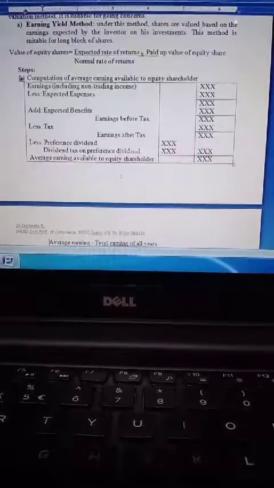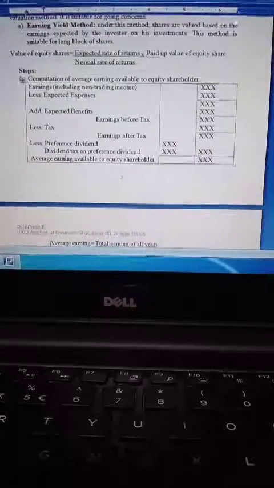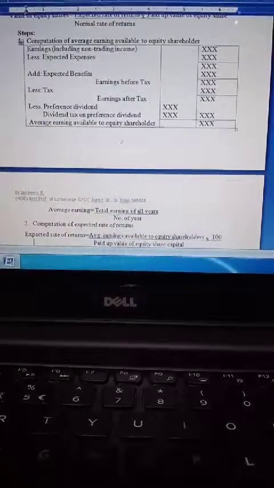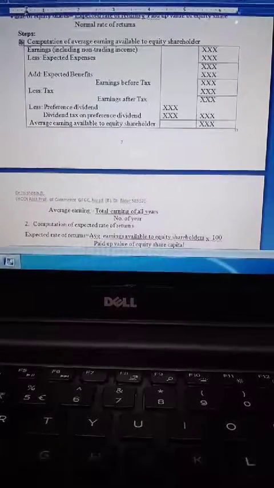While calculating by the earning yield method, the formula for valuation of shares is: expected rate of return divided by normal rate of return into paid up value of equity shares. Before calculating this value, we should follow certain steps, and computation of average earning available to equity shares is one part.